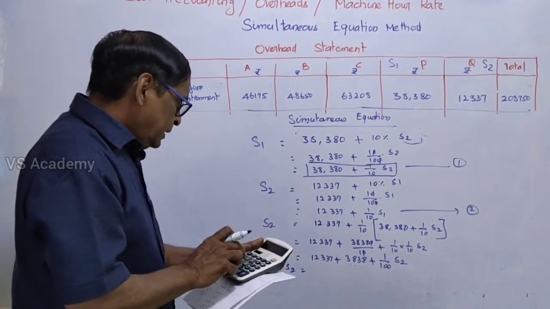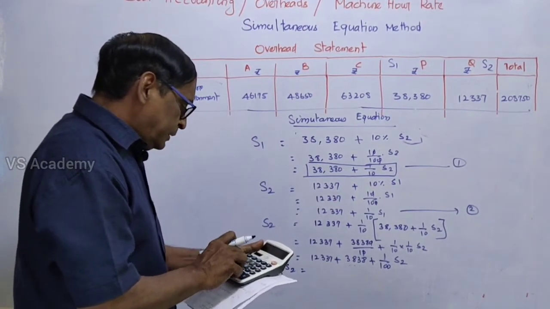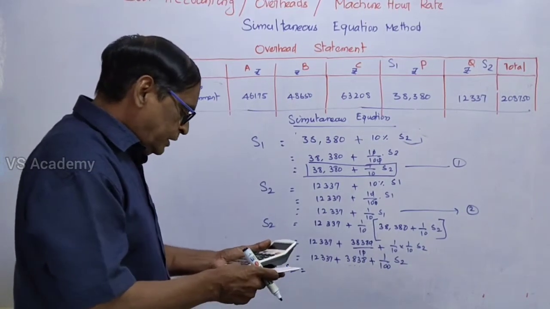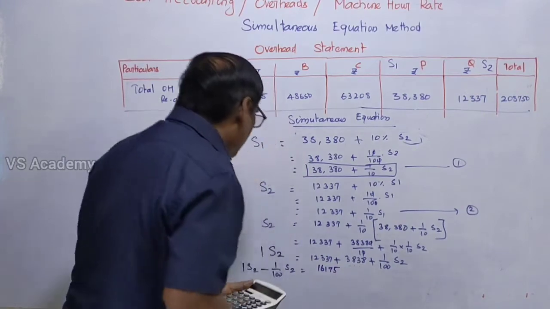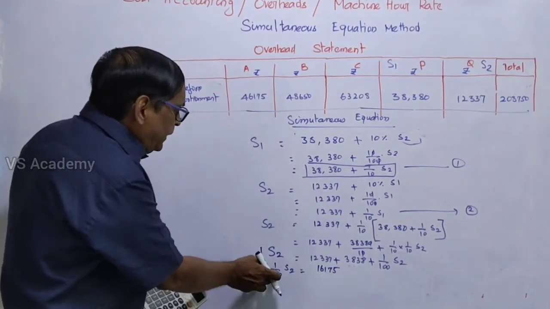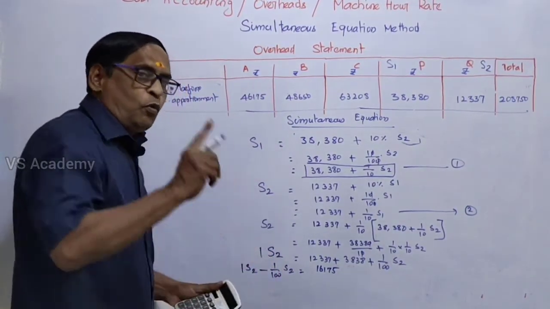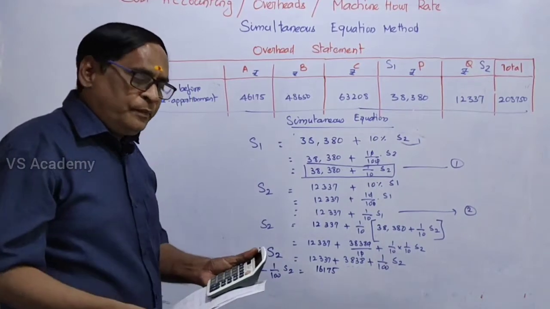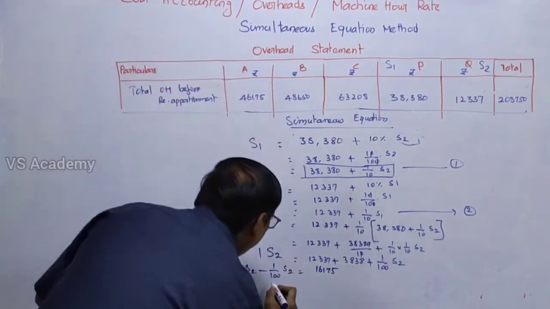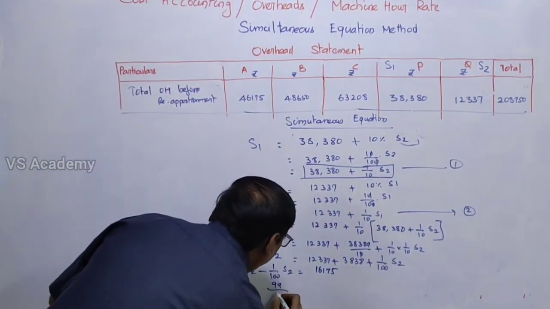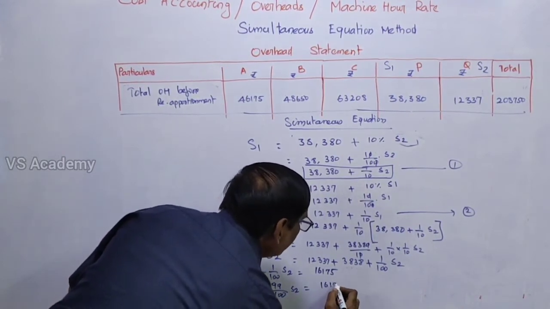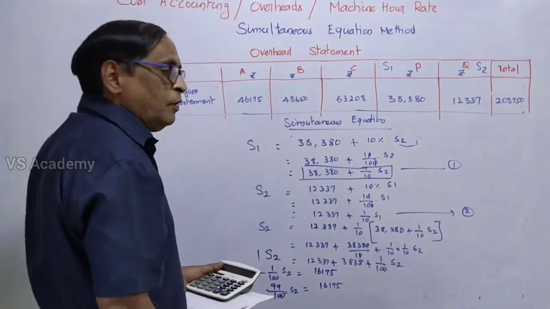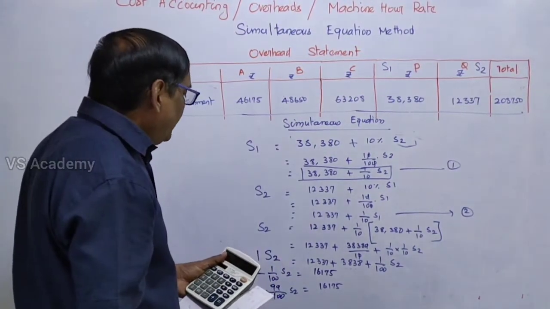12,337 plus 3,838. So 16,175. After deducting 1 by 100 S2 from 1 S2, what will it be? It will be 99 by 100 S2 equal to 16,175. By cross multiplication we can find out S2.